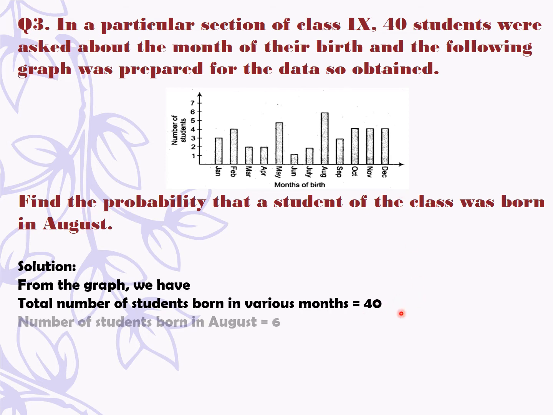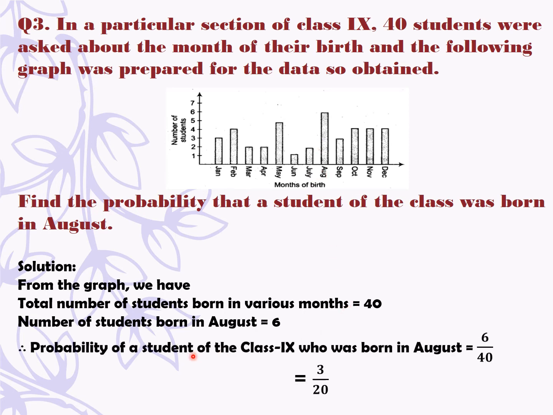Now, the number of students born in August is 6. We can clearly see this from the bar right here. Hence, the probability of a student of class 9 being born in August is 6 by 40, where 6 is the number of students born in August and 40 is the total number of students. Therefore, the final answer would be 3 by 20.